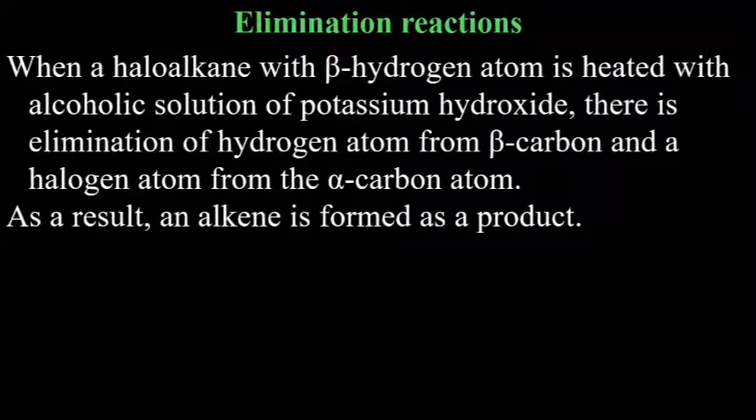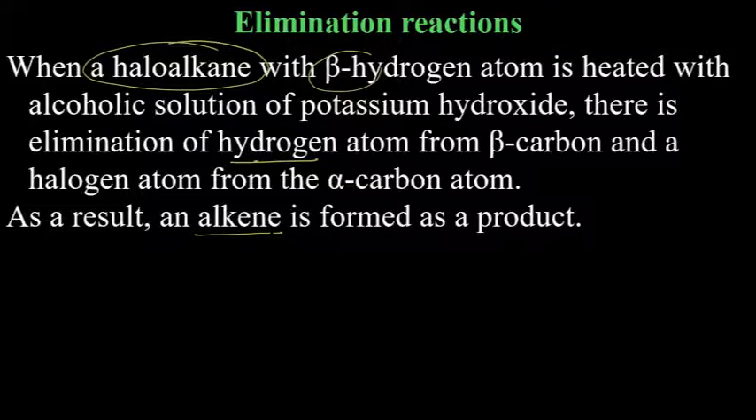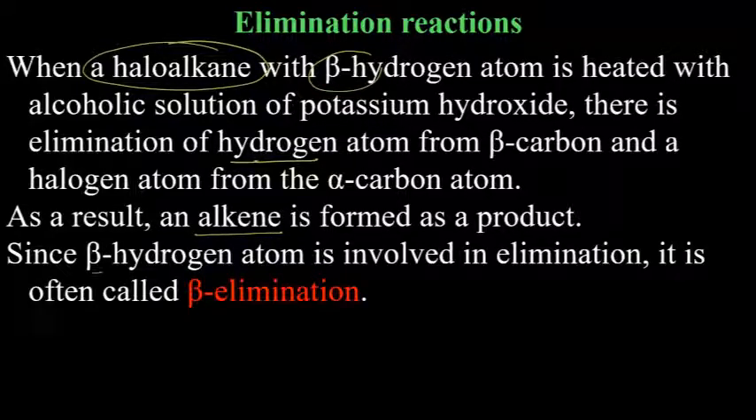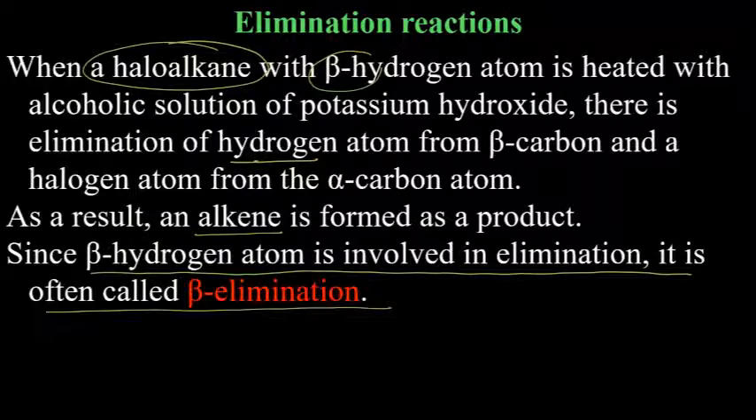So this rule says that if you have a haloalkane where there is beta hydrogen, then if you react it with an alcoholic solution of potassium hydroxide, alcoholic KOH, then elimination of hydrogen and halogen will take place. As a result, an alkene is formed. We will talk about the reaction. Since a beta hydrogen atom is involved in elimination, it is called a beta elimination reaction.